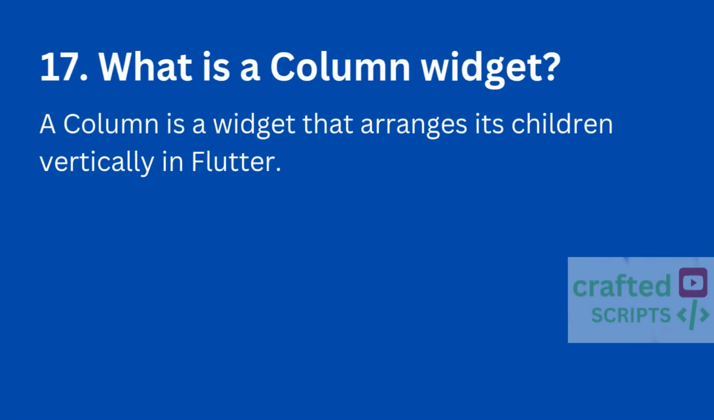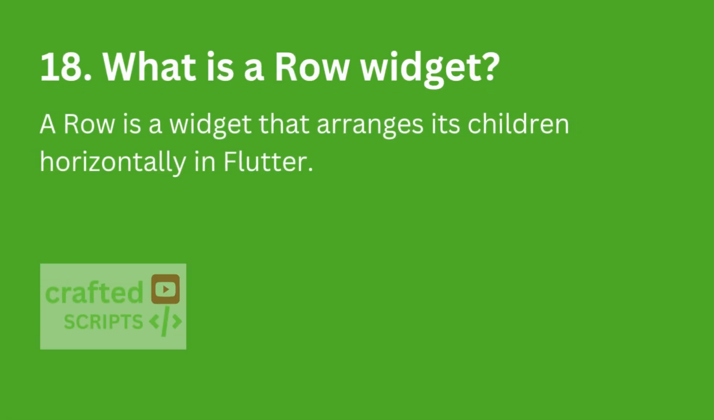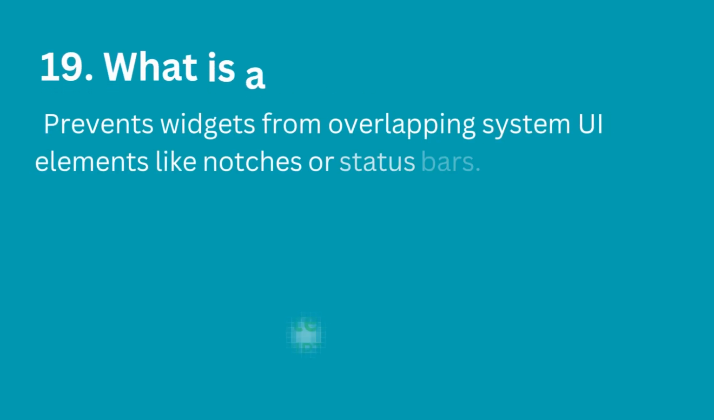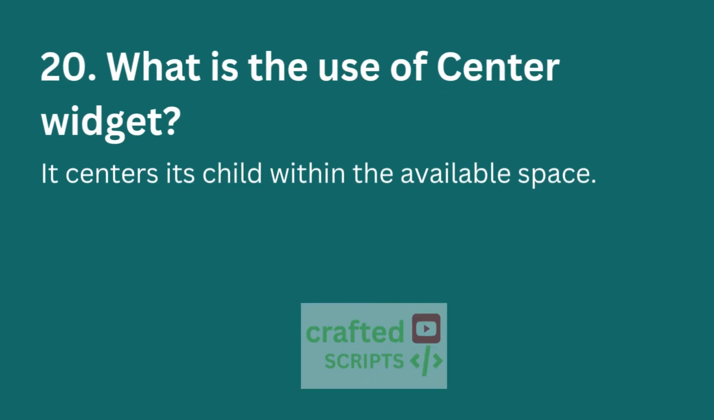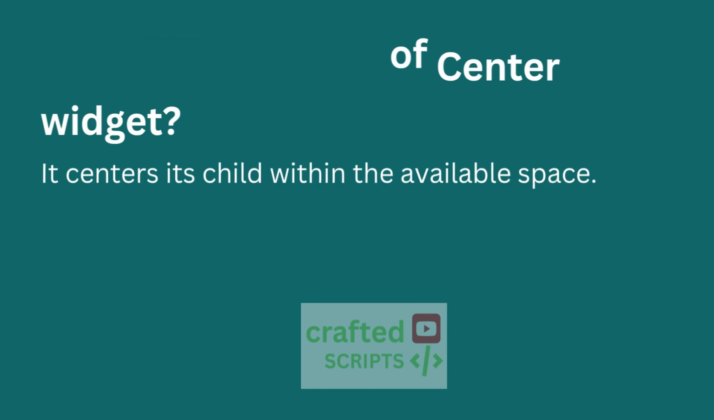Question number 17. What is a column widget? A column is a widget that arranges its children vertically in Flutter. Question number 18. What is a row widget? A row is a widget that arranges its children horizontally in Flutter. Question number 19. What is a SafeArea widget? Prevents widgets from overlapping system UI elements like notches or status bars. Question number 20. What is the use of the Center widget? It centers its child within the available space.